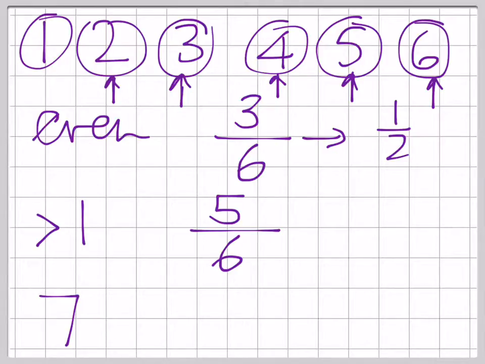If you're looking at the chance of a 7 being thrown, well, that is impossible because there isn't a 7 on the dice. So that is what we would call impossible. We'd give it a value of 0.